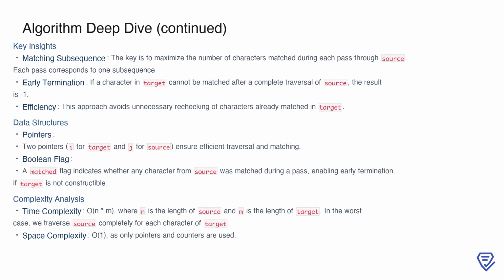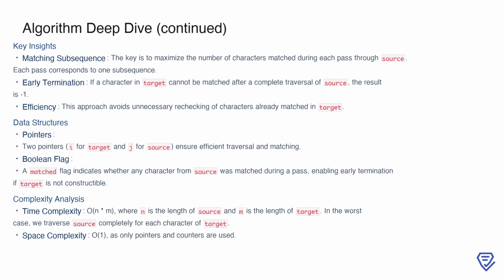The key to solving this problem efficiently lies in maximizing the number of characters matched during each traversal of source. Each pass through source corresponds to one subsequence, so matching as many characters as possible reduces the total number of passes. If we encounter a character in target that cannot be matched during a complete traversal of source, it's immediately clear that forming target is impossible, and we can terminate early by returning -1. This approach ensures that we avoid unnecessary work by focusing only on unmatched characters.